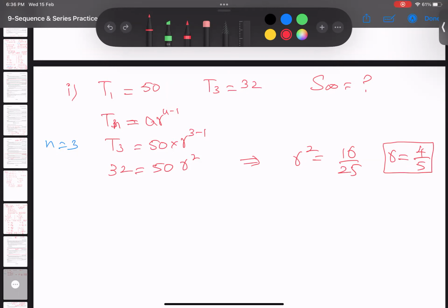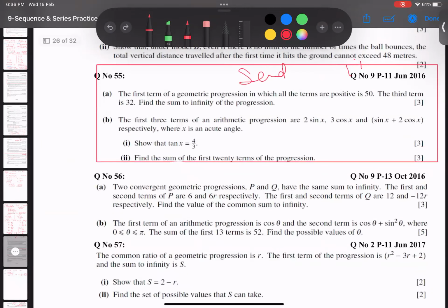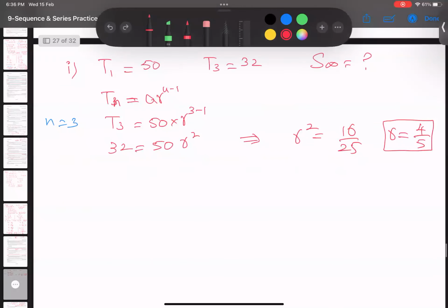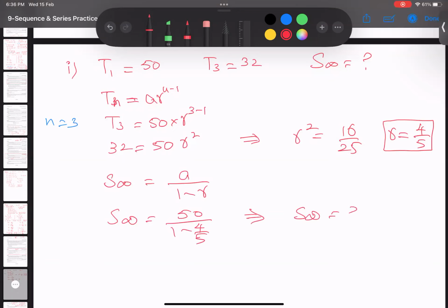Anyway, what is he asking us here? Find the sum to infinity of the progression. The sum to infinity formula is very clear: A over 1 minus r. A is 50 and the common ratio is 4 over 5 here, and I'm getting S infinity is 250, because if we type in the calculator 50 divided by 1 minus 4 over 5, it gives you 250. That's it.